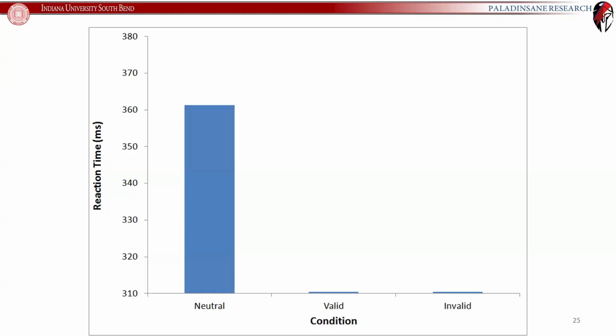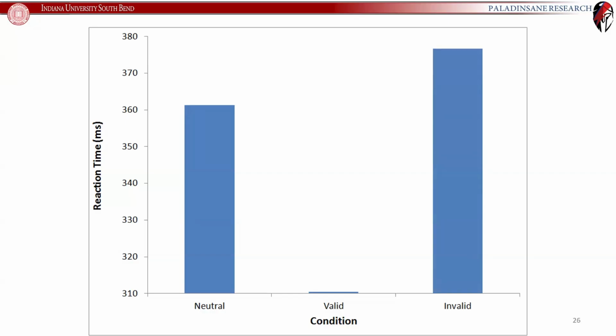What happens when you have a condition where the arrow is lying to you? Well, that's the invalid condition. And as you can see, it takes you more time to locate the red square to indicate, yes, I do see it in that invalid condition when you've been pointed in the wrong direction. And then what if we've been pointing in the right direction? Well, in that case, we have a much quicker response time. So when the arrow is pointing in the correct location, you are much quicker to notice that red square.